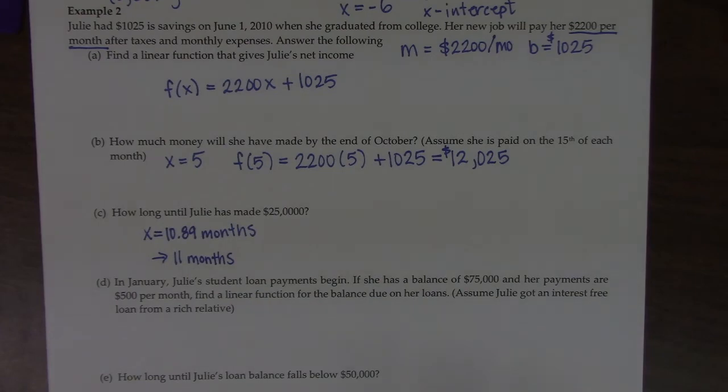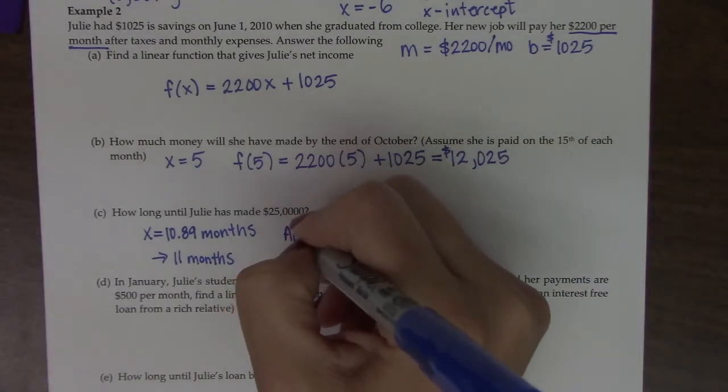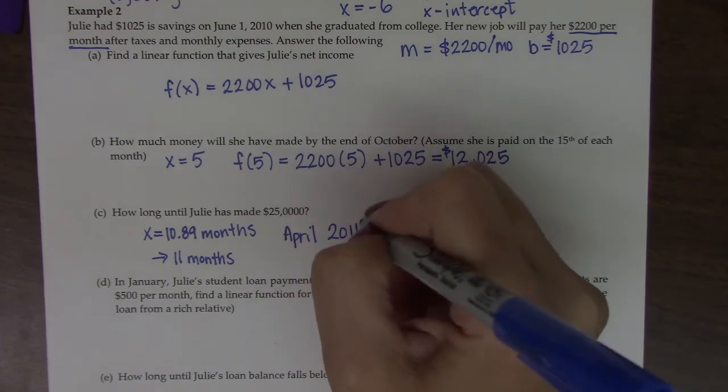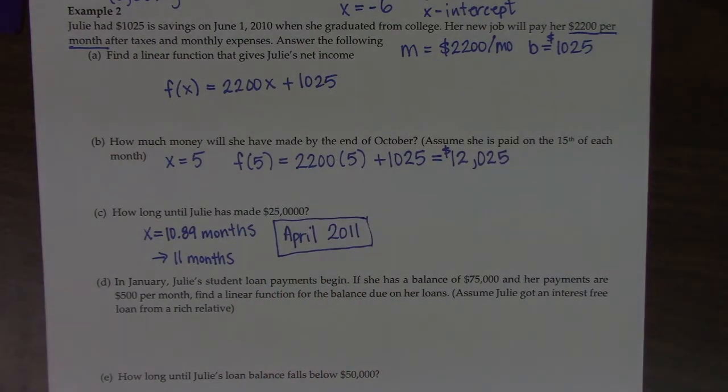So if x equals 1 is June 15th, right, then we have July, August, September, October, November, December, January, February, March. We see that April of the following year is the 11th month. So in April of 2001, she'll have made $25,000.